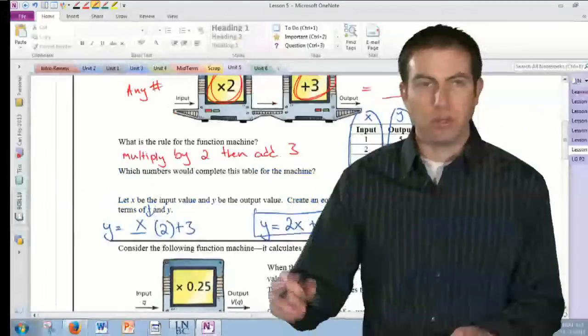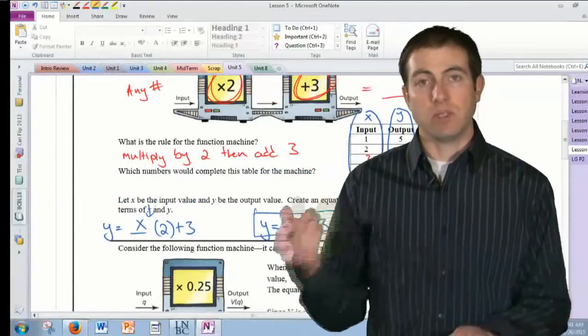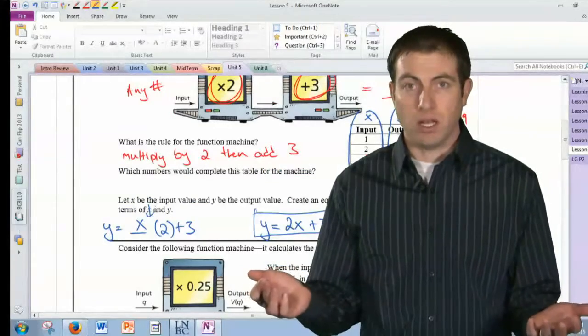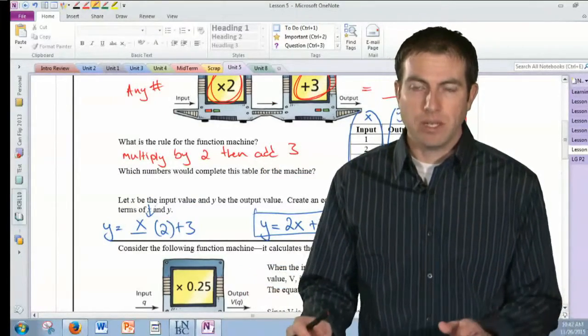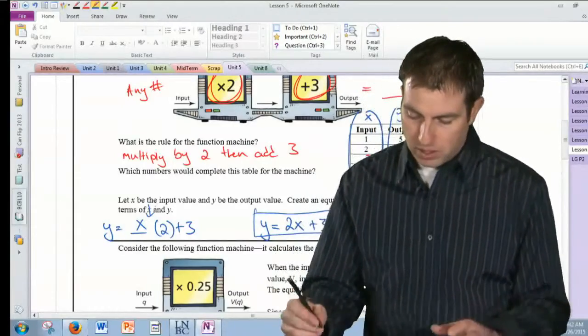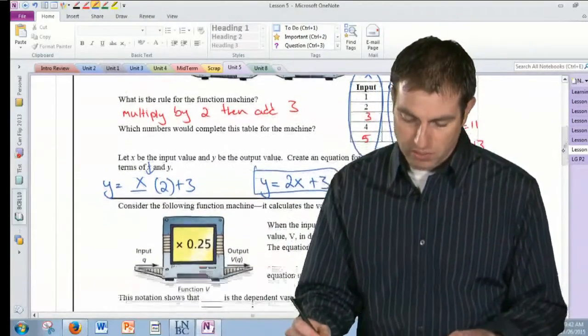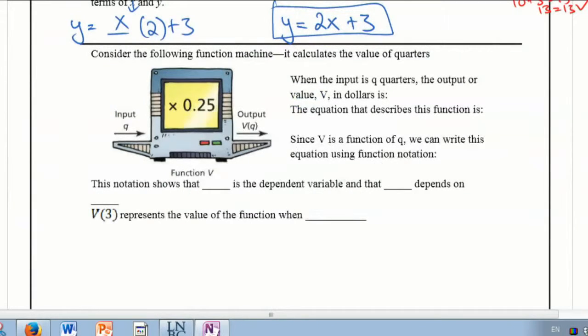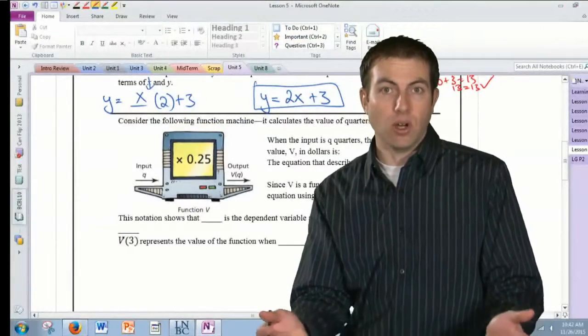If I say the input is 7, you'd go, okay, 2 times 7 is 14 plus 3 is 17. The output's going to be 17. So that's a bit of an abstract example. Let's look at something a little bit more concrete that you guys can relate to. The next function machine here is going to tell us, if you have a bunch of quarters, how much money do you actually have? If I had 4 quarters, I have $1.